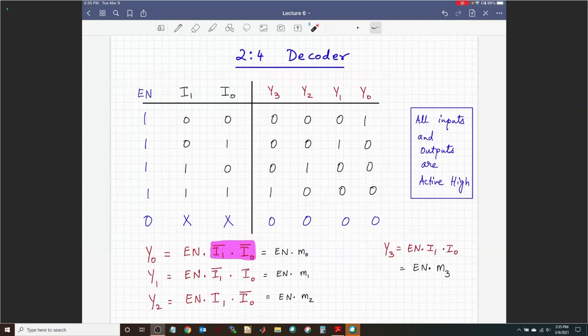So what happened was, if you were to write a general expression for, say, Yk, the kth active high output, you would write it as enable and minterm k, right? So you see Y0 is enable and minterm 0, Y1 is enable and minterm 1, and so on. So in general, the kth active high output is enable and minterm number k.